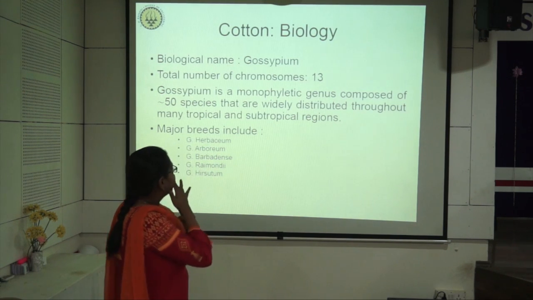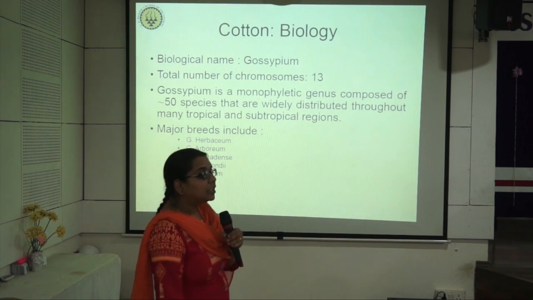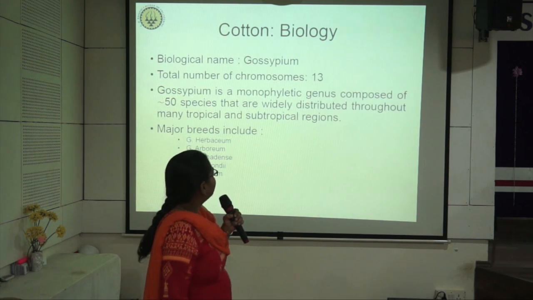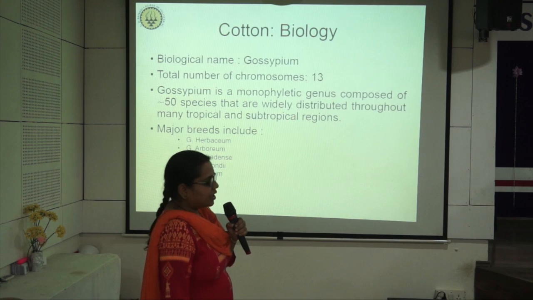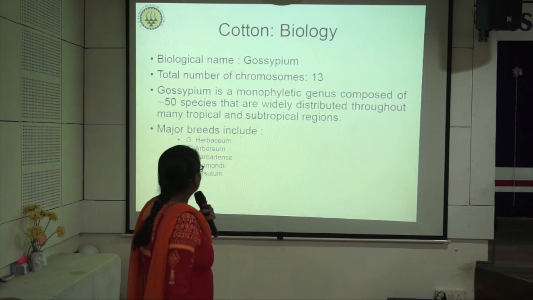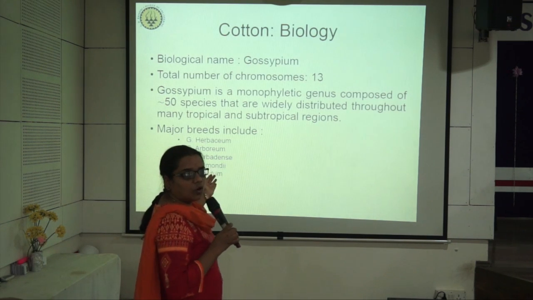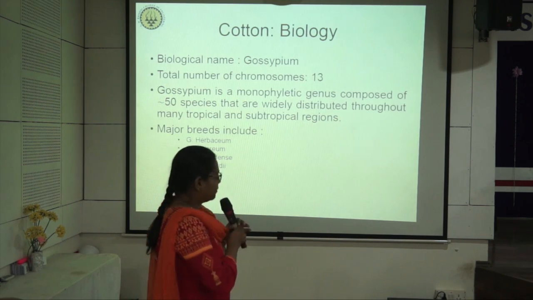Biology of cotton: its biological name is Gossypium. It has 13 chromosomes. Gossypium is composed of more than 50 species distributed widely all over the world. Major traits include these five things. The data sets from all these five we have taken for our research.